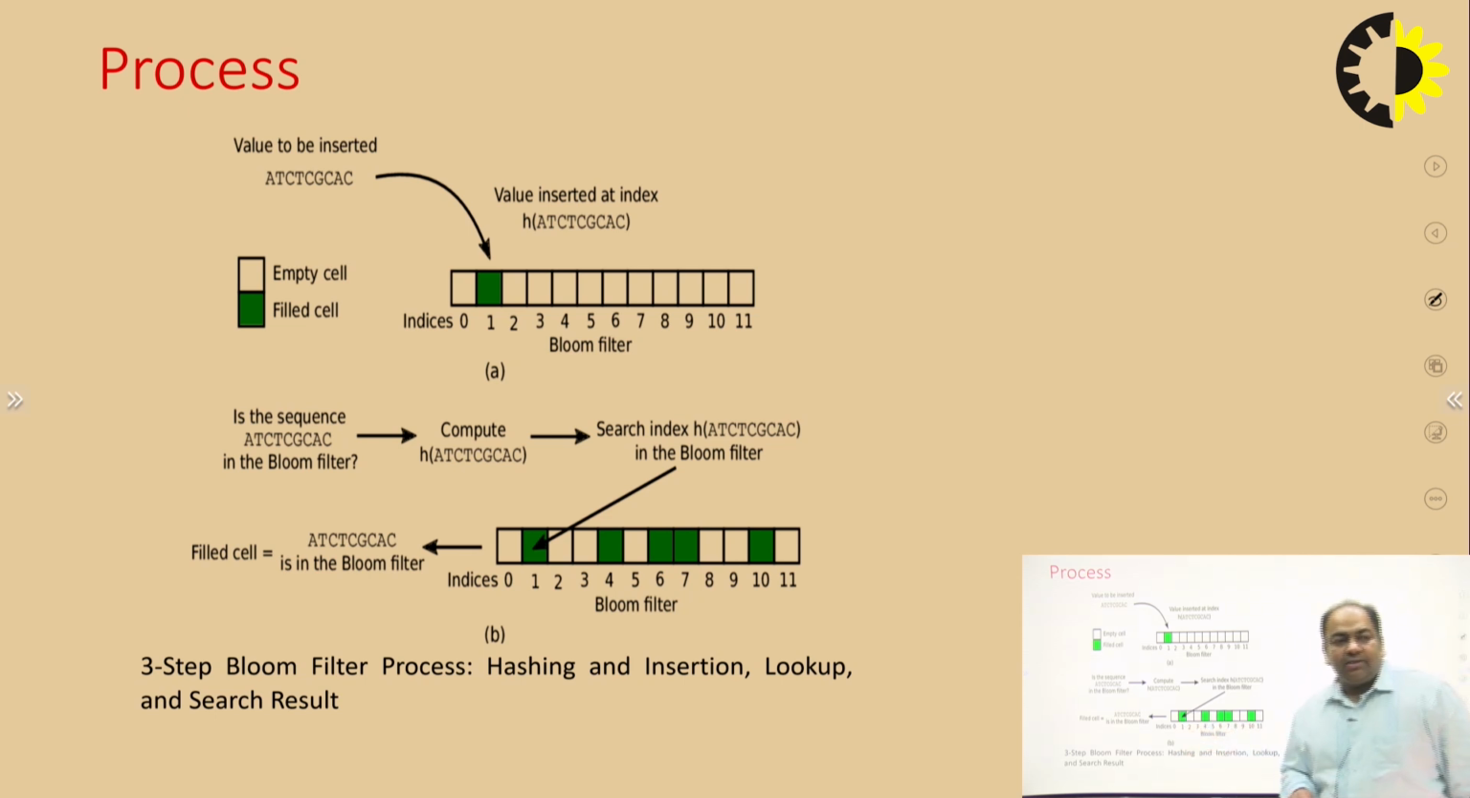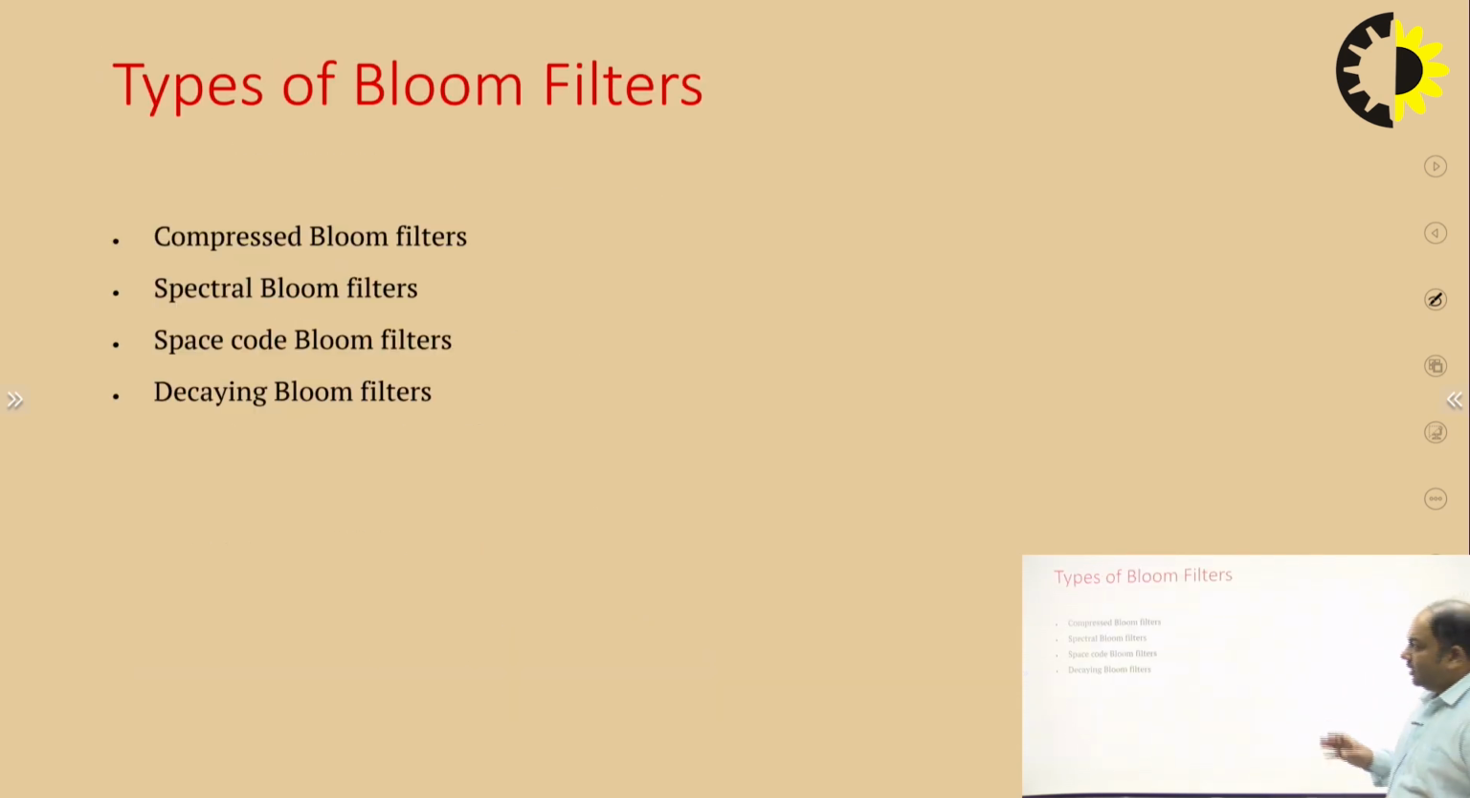This process is of 3 steps. One is hashing, second is insertion, and third is searching for a result. If we got a result, then we display it to the user, or if we did not get a result, then it will be hashed. It will be inserted using a hash function, and after that, it will be available for the user. These are the 4 types of Bloom filters: compressed Bloom filters, spectral Bloom filters, space code Bloom filters, and decaying Bloom filters.